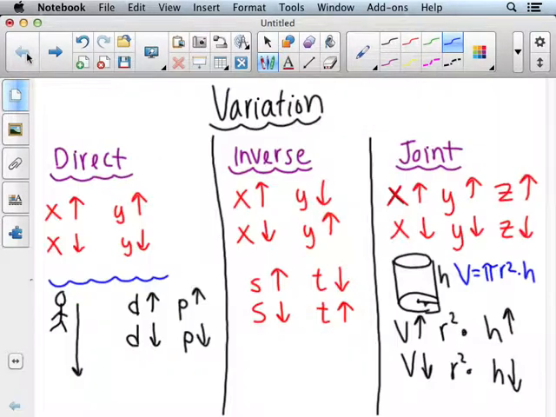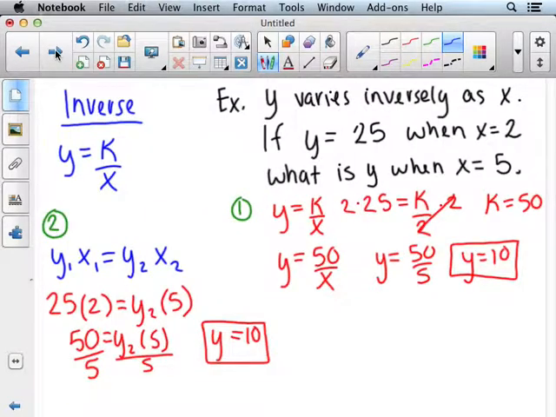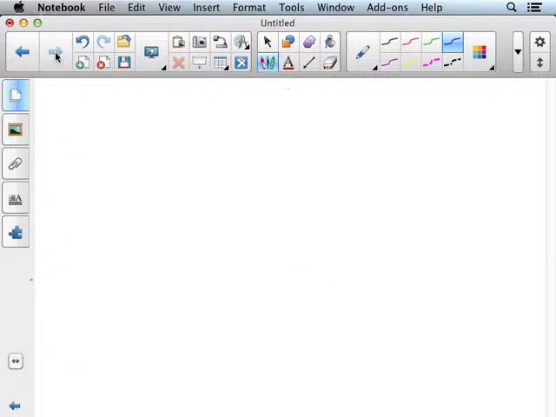So direct variation, y equals kx. Inverse variation, y equals k divided by x. And joint variation, y equals k times x times z. This just involves more variables. I'll give you one more example here that's a little bit more complicated.